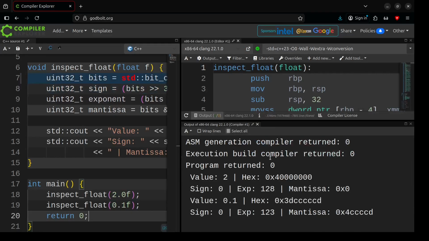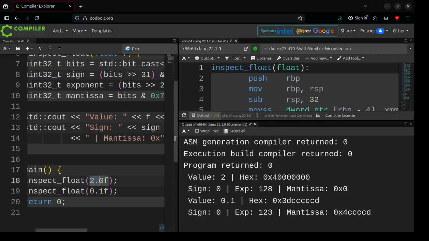So this is the example. What we see for 2.0, the sign is 0, which means that the number is positive. Exponent is 128. Mantissa is all zeros. And what we see for 0.1, again the sign is 0, which means it's positive. Exponent is 123 and the Mantissa is some number. In hex representation, we can see that 2.0 is this number in hexadecimal, and for 0.1 is this number.